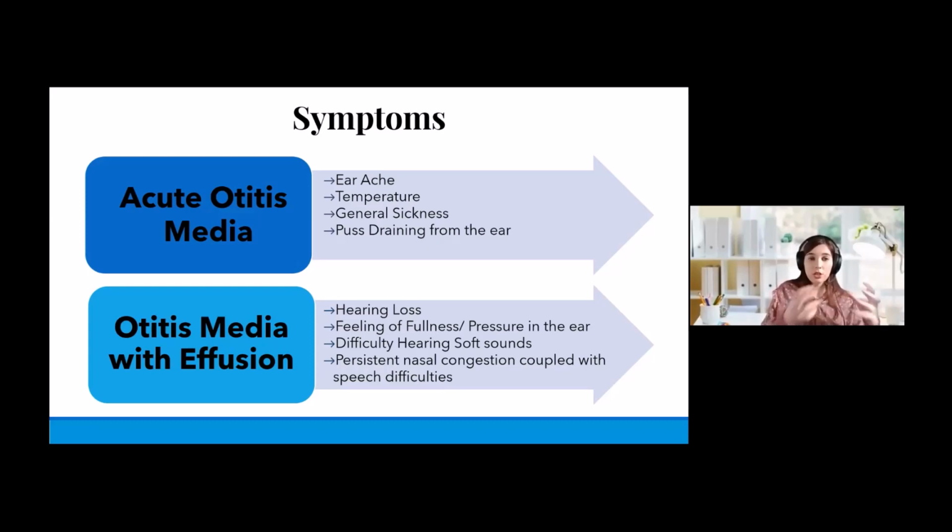So in acute otitis media, they occur rapidly. It's an infection. The children will have earaches, they will spike temperatures, they'll generally be sick, and sometimes you can notice pus draining from the ear. That means the eardrum itself has actually burst to let out all that fluid and infection, and it often kind of heals itself. It doesn't always heal itself, but it often will.